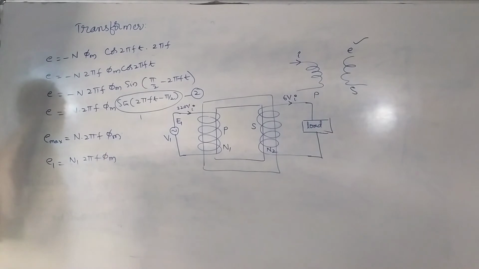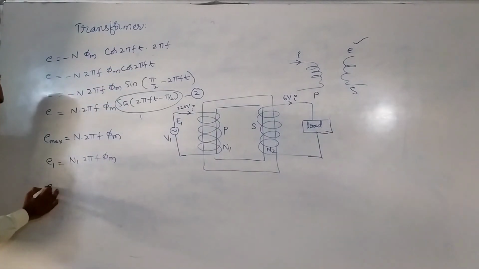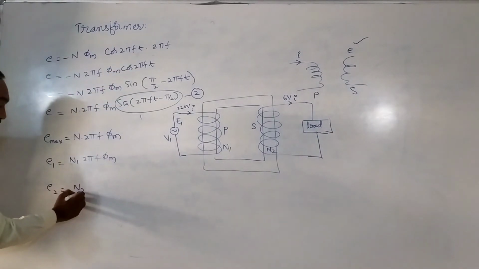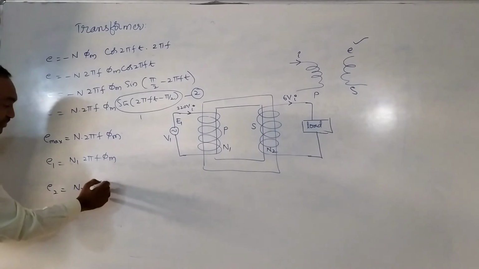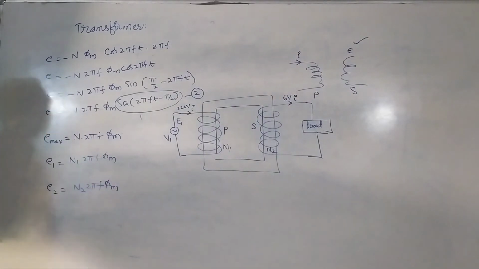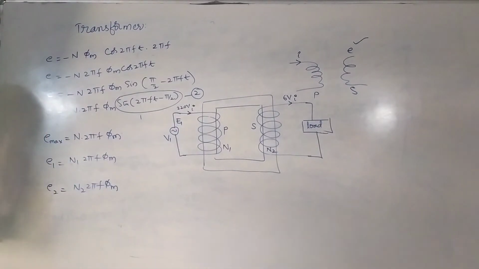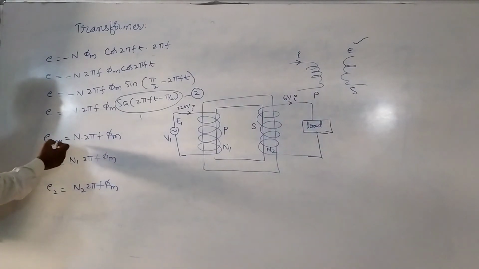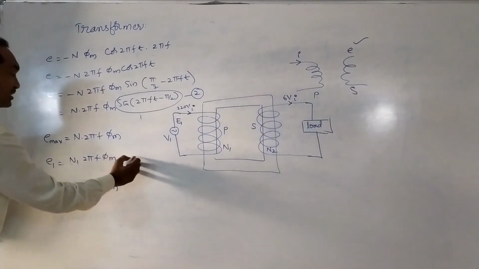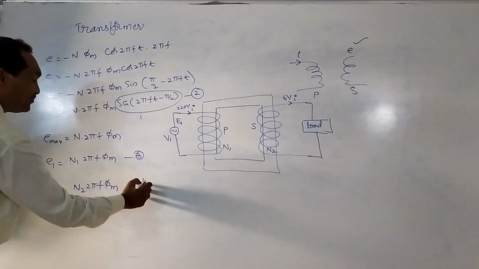Because in the transformer, when we convert from a higher voltage to a lower voltage, from one circuit to another circuit, voltage changes but frequency does not change. And in the second coil, that may be taken as E2 is equal to N2 into 2 pi f into phi m. That is equation 3, and that is equation 4.